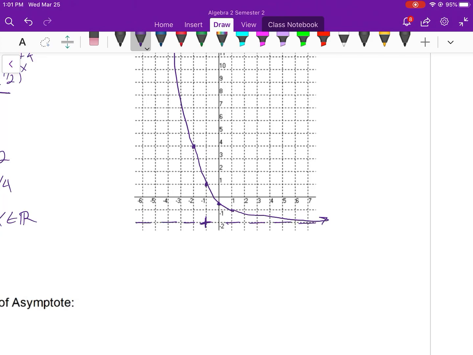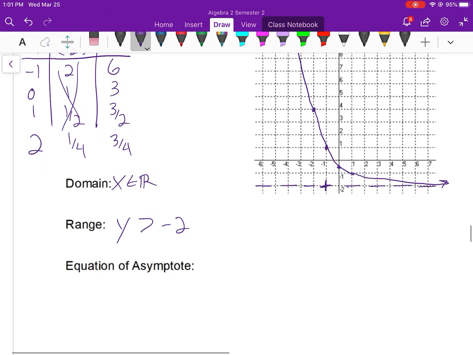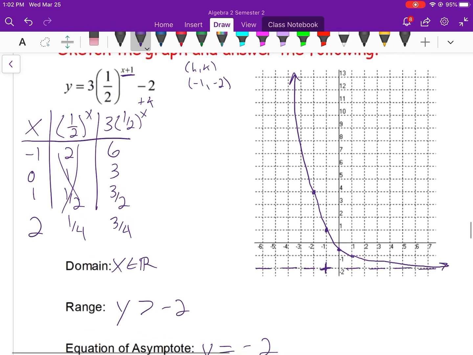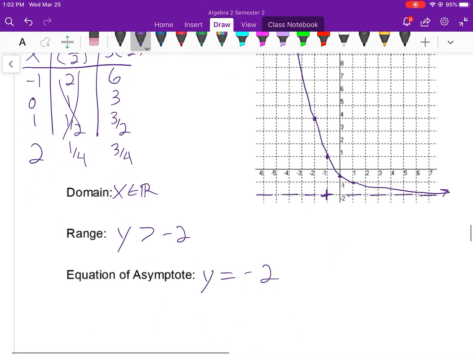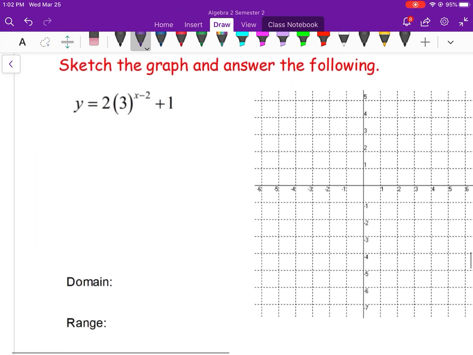Domain, x element of all the reals, just like all the other ones. We're going to be going left and right with this graph forever. Range, we're above our asymptote, so again, it's greater, and that asymptote is at negative 2. So the equation of our asymptote, again, is y equals negative 2. Okay, if you notice, that k value is going to give you that range and the equation of the asymptote on exponential functions.